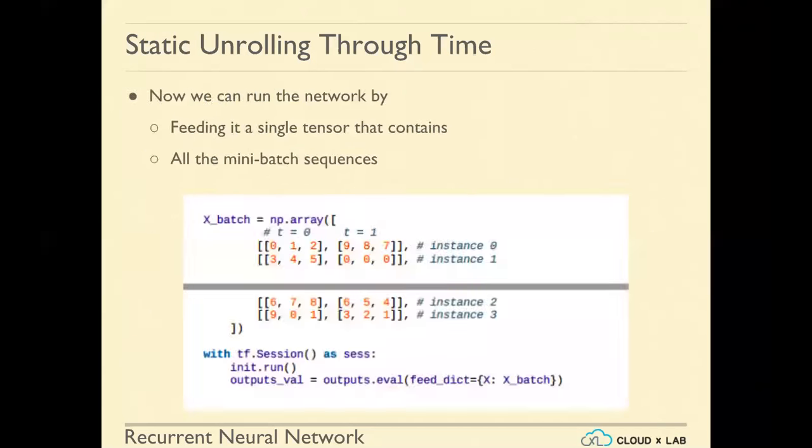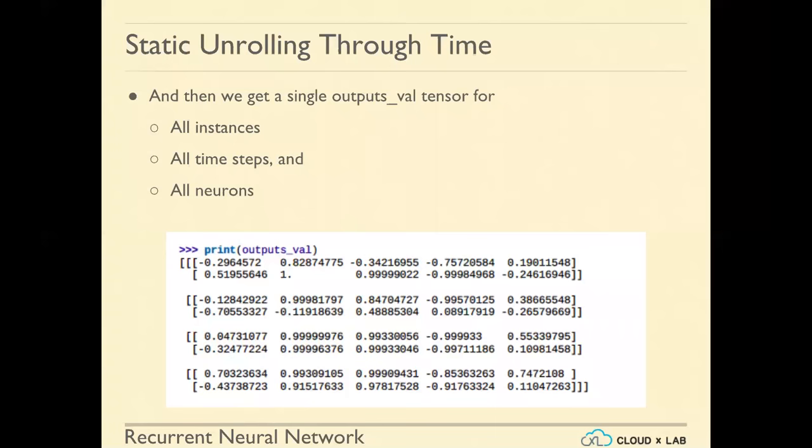All right. Now we can run the network by feeding it a single tensor, and this is how our mini max looks like. Then we get the cell output tensor for all the inputs, all the timestamps, and all the neurons. Okay. So this is what we do.